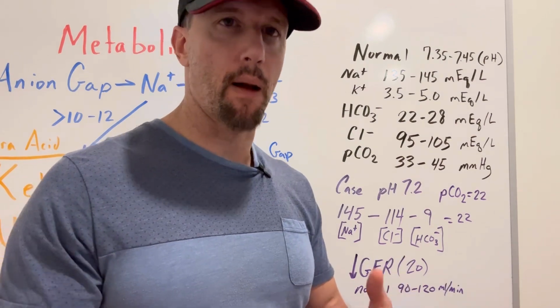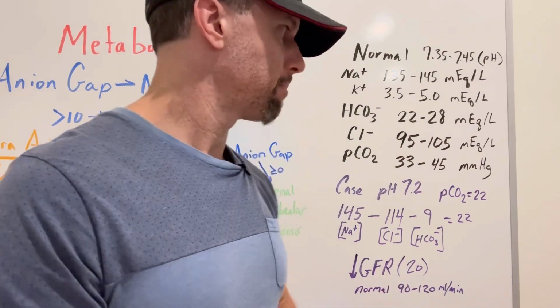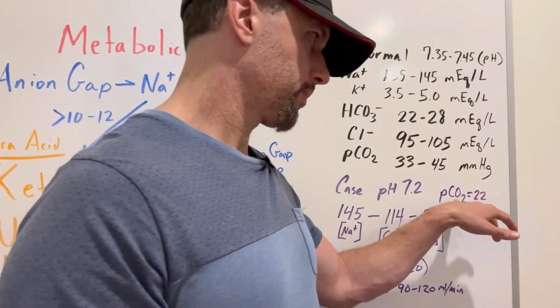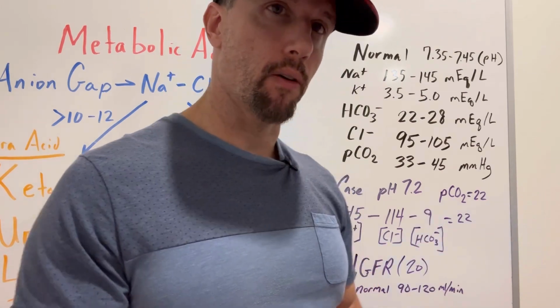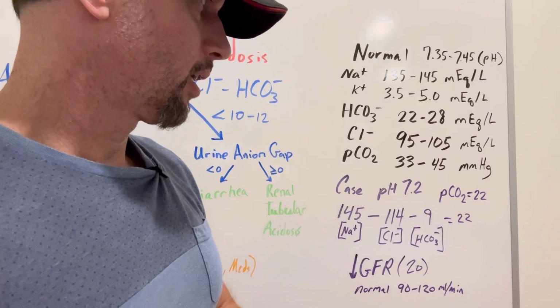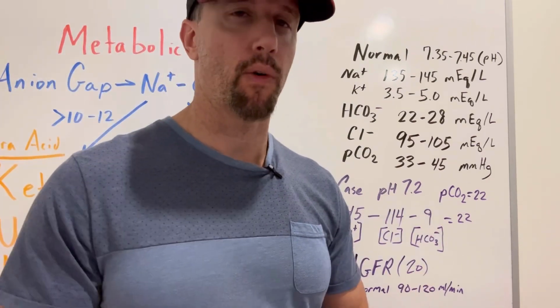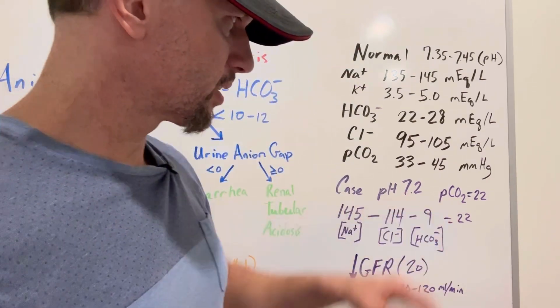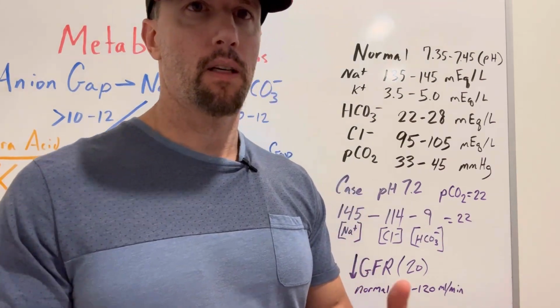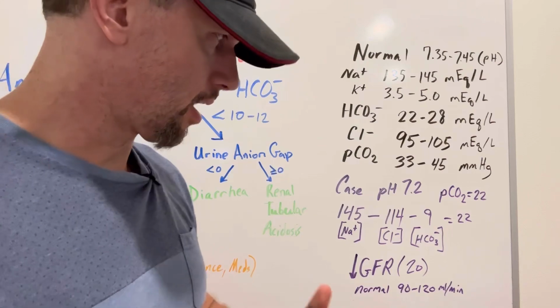So this will be an uncompensated metabolic acidosis, because even though the lungs are trying their hardest to help, trying to excrete as much carbon dioxide as possible, we're still at 7.2. That's still below 7.35. If this number was 7.37, it would be compensated metabolic acidosis, but it's not.